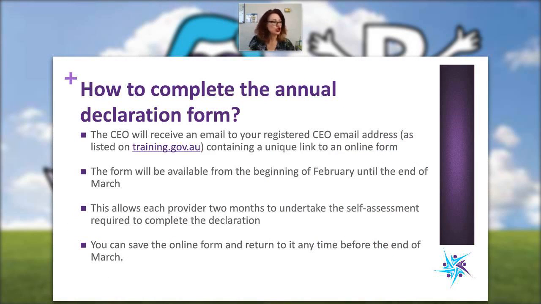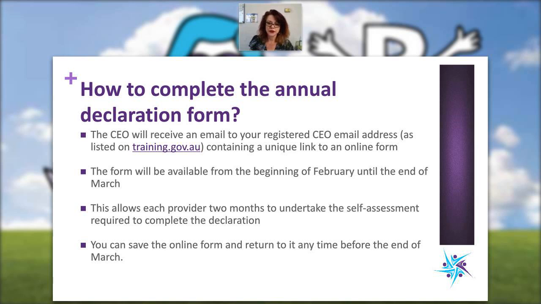Right. Okay, so you should make sure that your organisation details are always kept up to date on training.gov.au. So you'll get an email sent to you containing a unique link to an online form. The form will be available from the beginning of February until the end of March. So according to the ASCL website, you should have received it early February, but we're getting clients getting emails only last week saying that they should get an email this week. So it's not there yet.